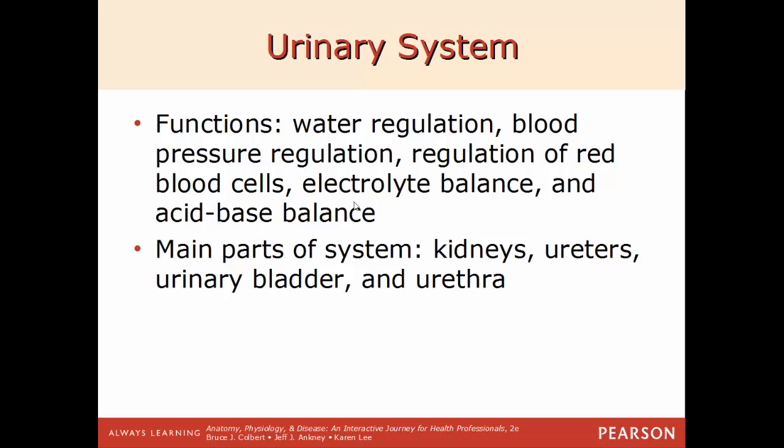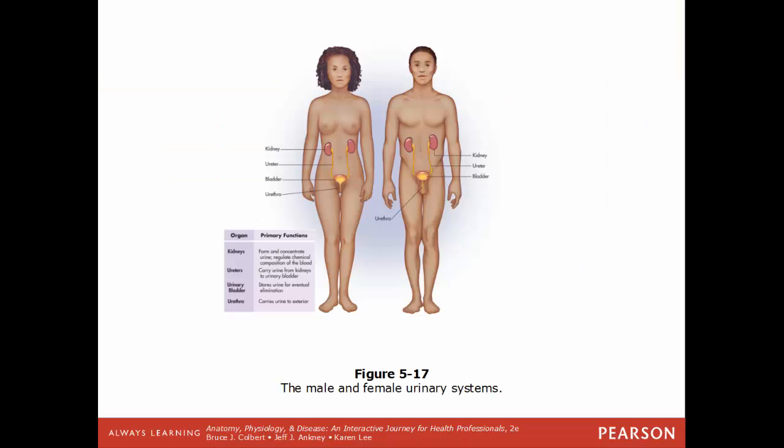Main parts of the system: kidneys, ureters, the bladder, and then the urethra. Again, all the system is the kidneys, which help to form the urine. That urine will be collected through the ureters, going to the bladder, and then out the urethra. And in males, the urethra is about 4 times as long as it would be for females.